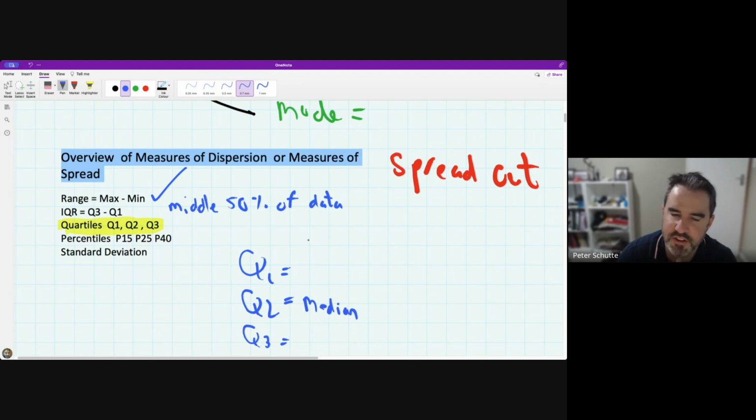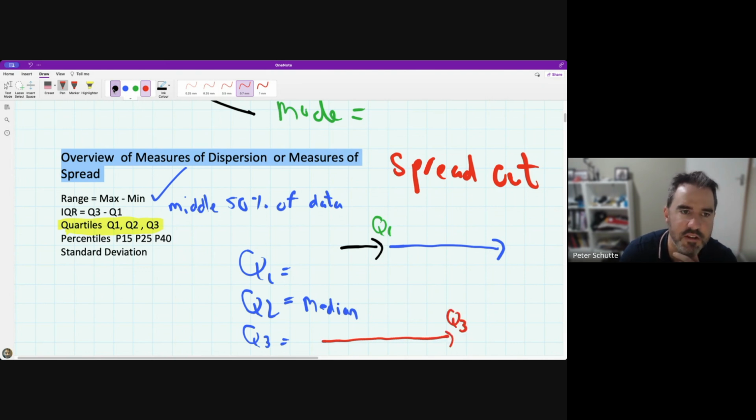So if I was visualizing a data set, for Q1, 25% of the data sits here, and then 75% sits on the other side. Whereas for Q3, 75% of the data will happen until I get to Q3, and then there would be 25% more after that.